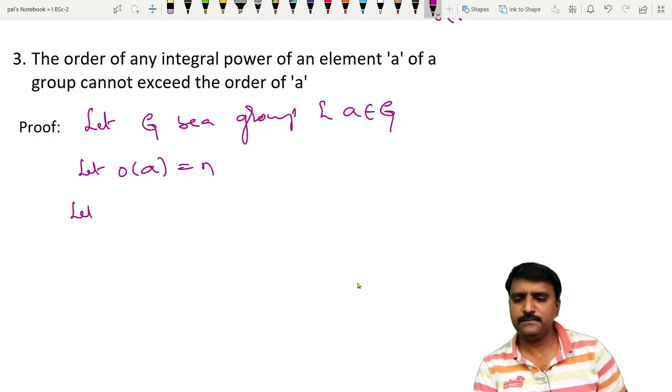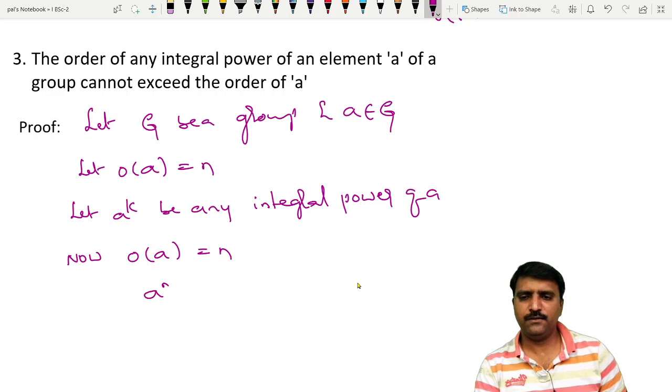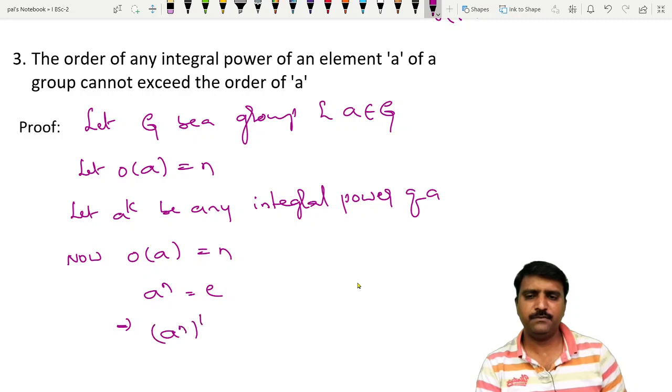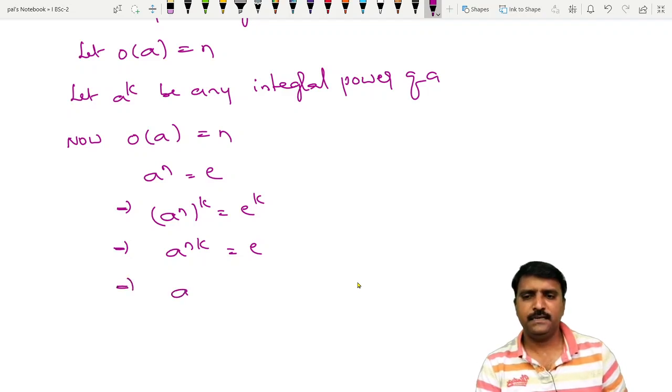So now let a to the power of k, for some integer k, be any integral power of a. The order of a is n, so a to the power of n is the identity element e. Now raise both sides to the power k, which implies that (a to the power of n) to the power of k is equal to e to the power of k, which implies that a to the power of nk is equal to e. You can write this as (a to the power of k) whole to the power of n, which is equal to e.